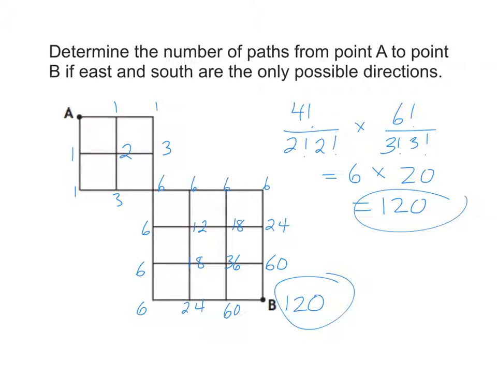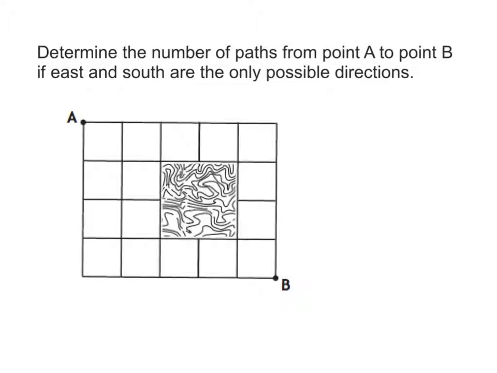The next one, however, that factorial method is not going to work. And it's because you have this like lake or something in the middle that you can't walk through. So it says determine the number of pathways from point A to point B if east and south are the only possible directions. Same thing, but you have these kind of missing pathways in the middle because there's some kind of obstacle there. And so we have to use the Pascal's triangle method to get there. So why don't you try that one?